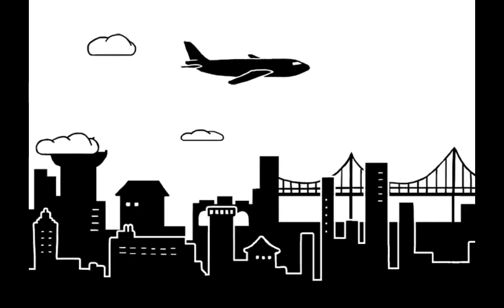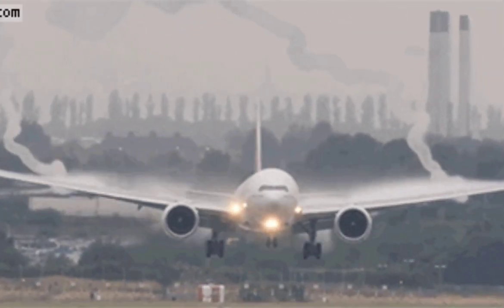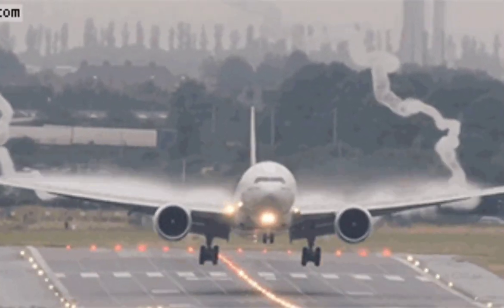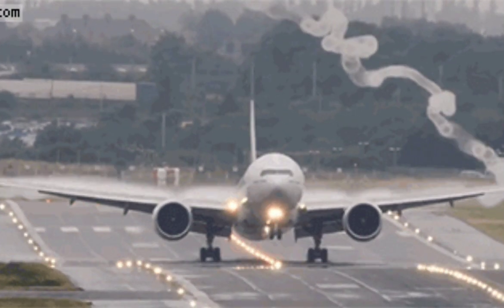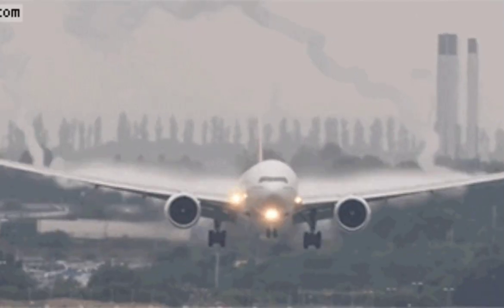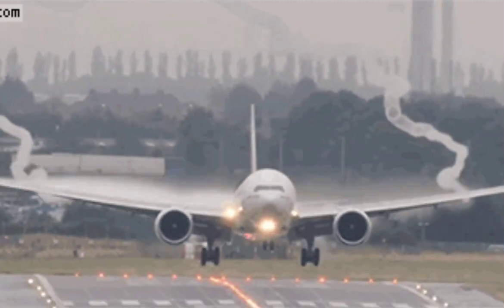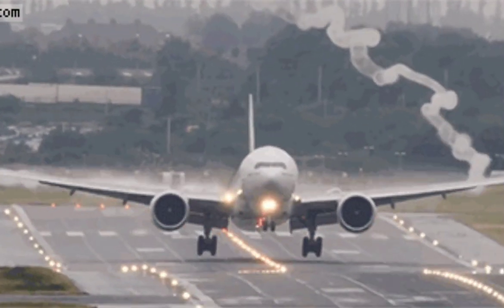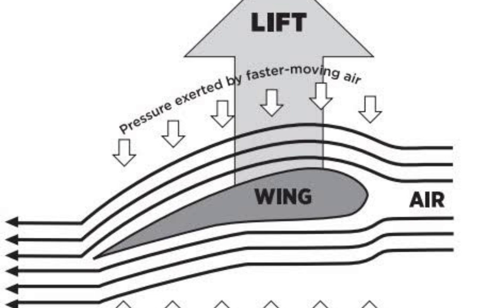Think of it like a constant tug of war. For airplanes to fly and move forward, these four key players need to be in balance. Let's meet them one by one. First up, we have the lift.